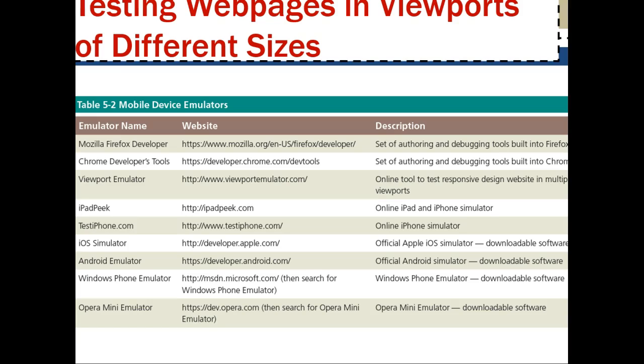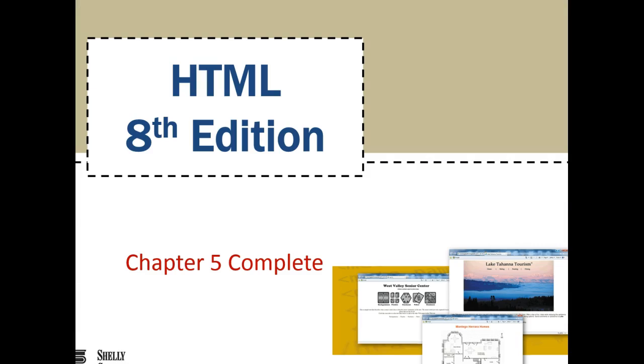You can see some of the options in this table. There are some emulators, such as Mozilla Firefox Developer, Viewport Emulator, TestIPhone.com, and Windows Phone Emulator. You can go to these websites and test to see if your site is working on them. Basically, they are going to test your web pages for the various devices that you want to have.